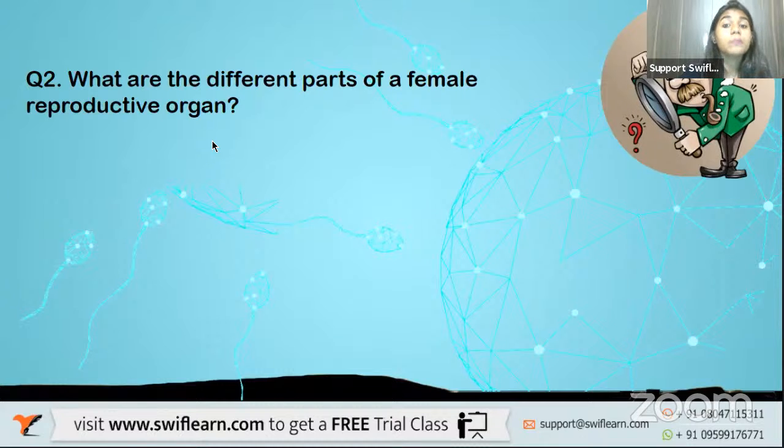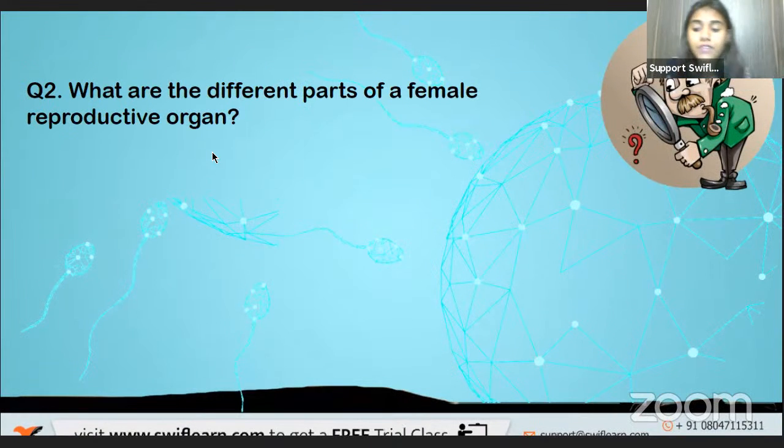What are the different parts of a female reproductive organ? So basically, there are three major parts. You have a pair of ovaries, very good. Then you have the oviduct or fallopian tube, and then you have the uterus, right? And then the uterus opens to the cervix, which then opens to the vagina, right?